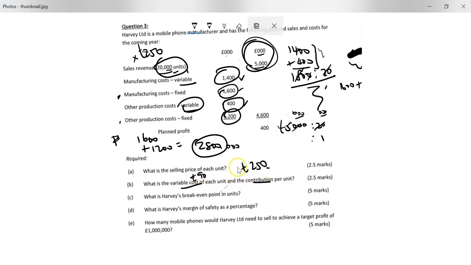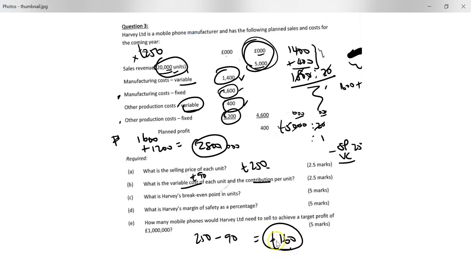And contribution, we already said, is selling price minus variable cost. So that's 250 minus 90, right? And that's, if you like, 160. So there you are. So that's your contribution.